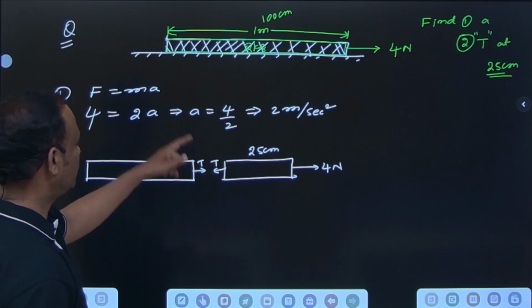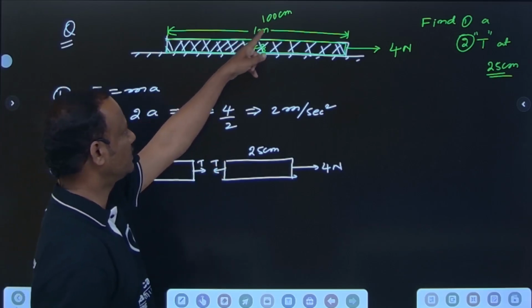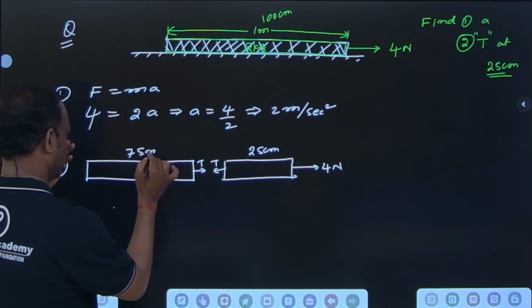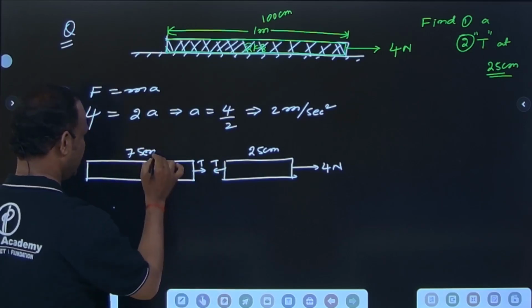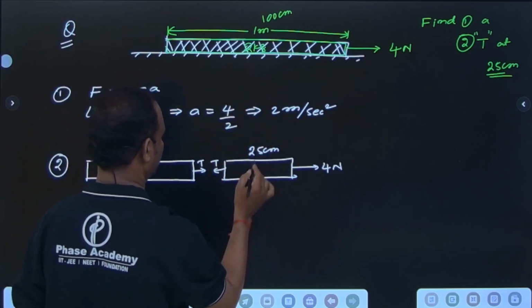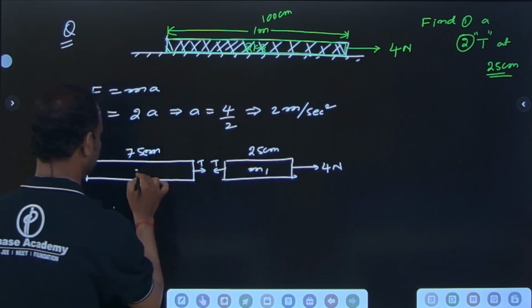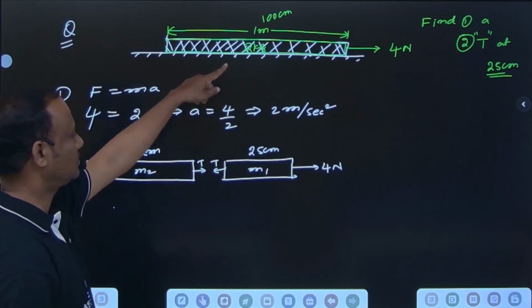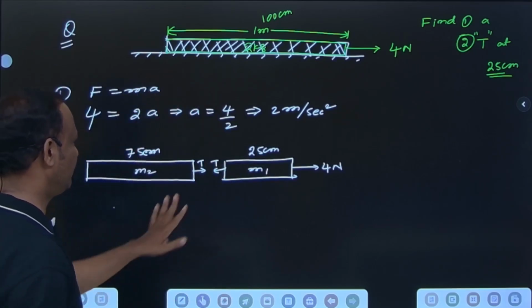Okay, so 25 centimeter. Total is 100 centimeter. So this is 75 centimeter. Let this mass be M1 and this one M2. What is the total mass? 2 kg. How should I find M1?